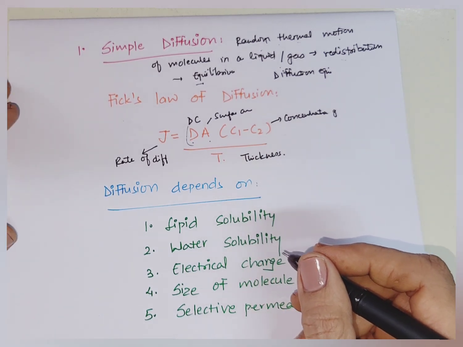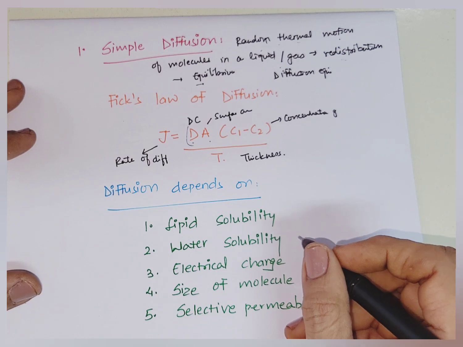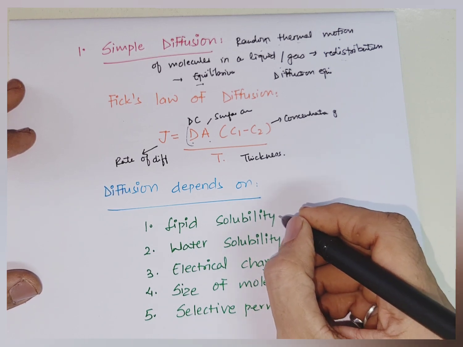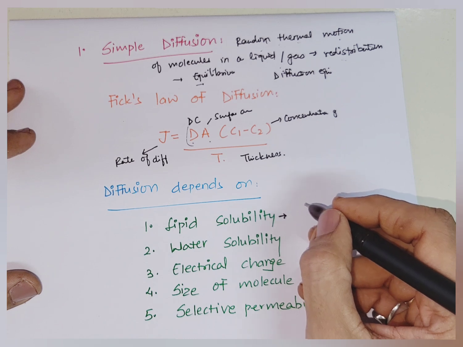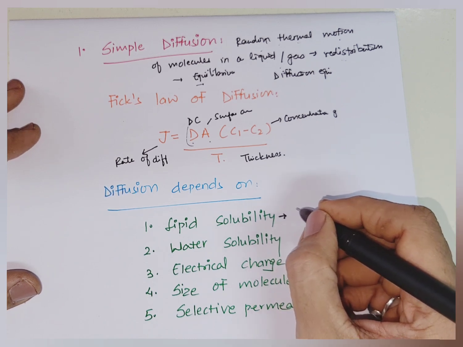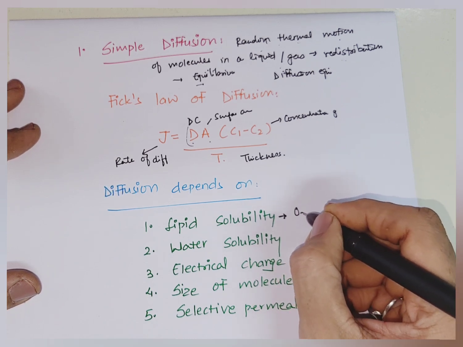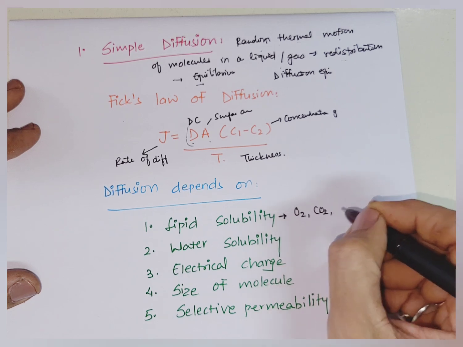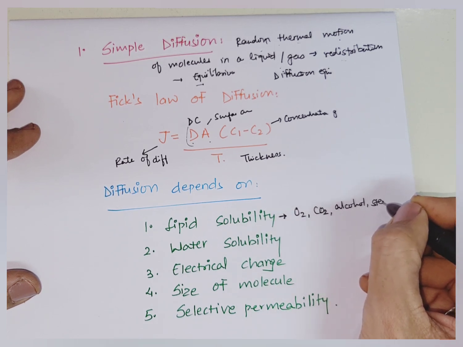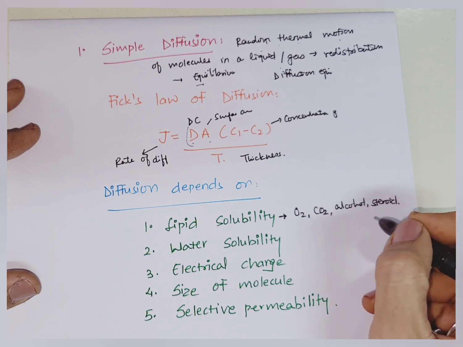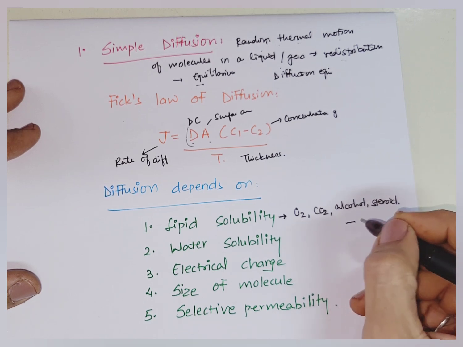Diffusion of molecules across the membrane depends on various factors. Number one is lipid solubility. If the substance is soluble in lipid, there is no barrier from the membrane, so it can easily pass. Examples are oxygen, carbon dioxide, alcohol, and steroid hormones. Weak acids and bases are also lipid soluble.